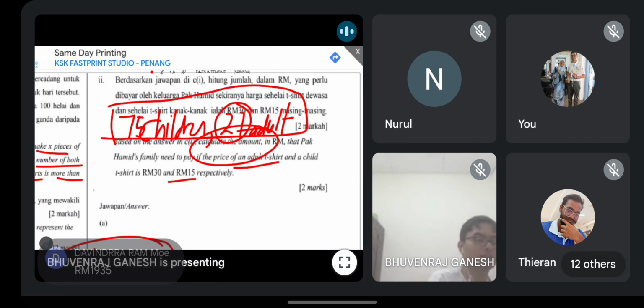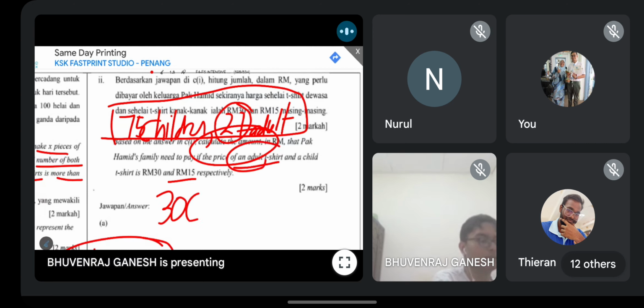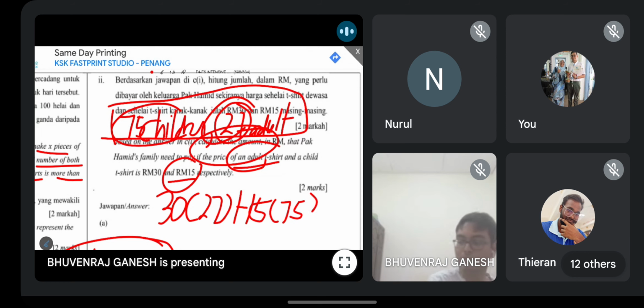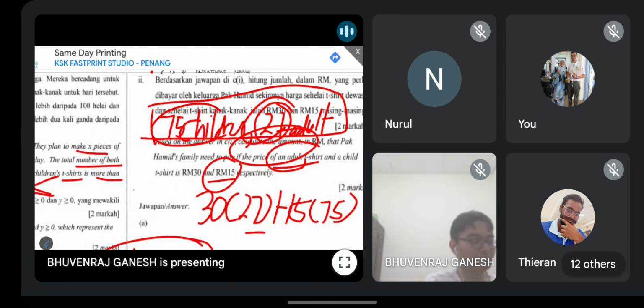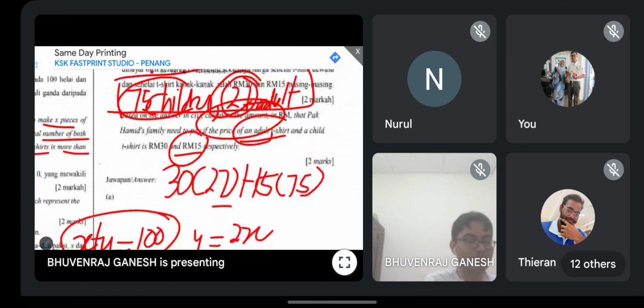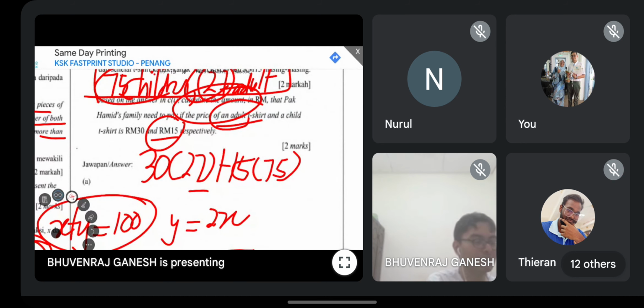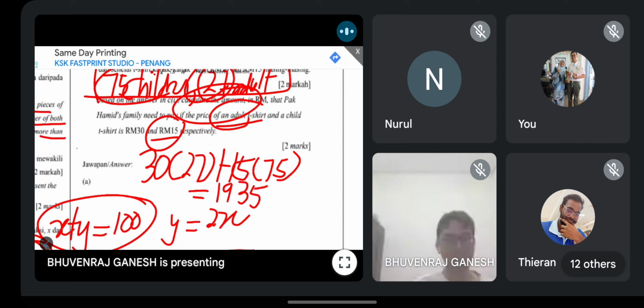Yes, correct, 1935. So 30 times 27 adult, then plus 15 times 75 children. So you get the total of 1935. Can you guys understand? Just now all silent only. Are you all okay with this? Anyone who doesn't understand, please tell, don't just stay silent over there. This is the answer, that's all, nothing else.